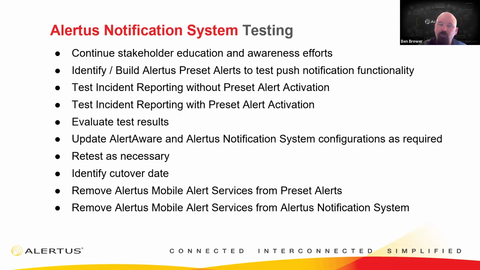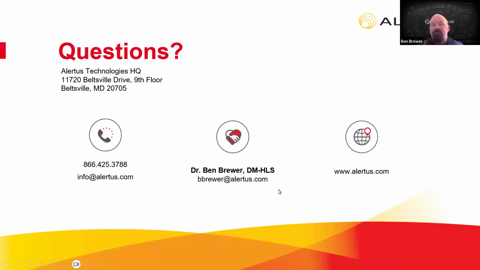But we definitely do recommend that those get removed once the recipient app is no longer viable within your organization, just to mitigate the chance that somebody, especially if they find themselves in a custom activation type protocol, might inadvertently select the wrong alert service, if you will, and think that they're activating the AlertAware mobile app when in fact they're trying to activate the Alertus Recipient app.